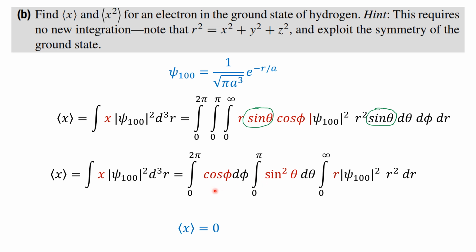What about the first integral? If you integrate this, you will get sine phi. So sine 0 is 0, sine 2 pi is also 0. This entire integral is going to be 0, and you are going to multiply all other things. Whatever may be the case, you are multiplying by 0. So you will get 0. The expectation value of x is equal to 0.